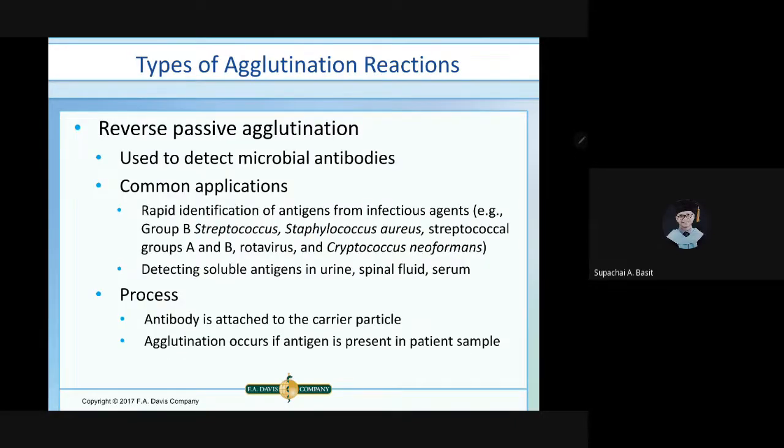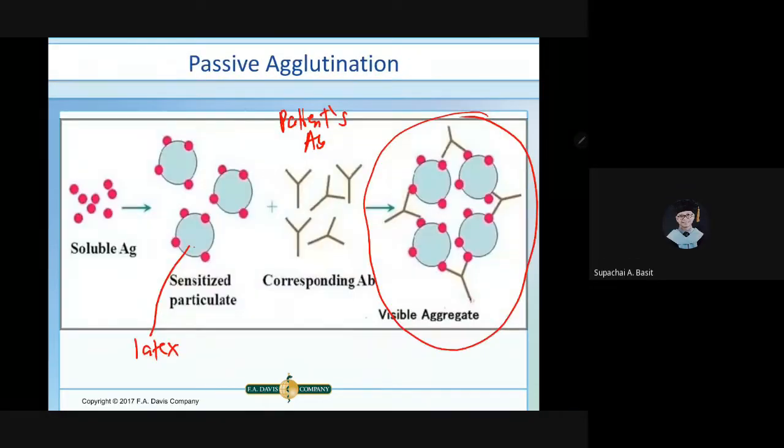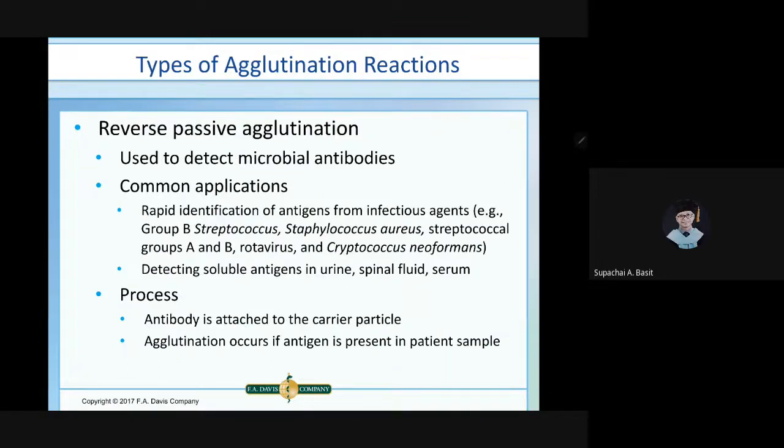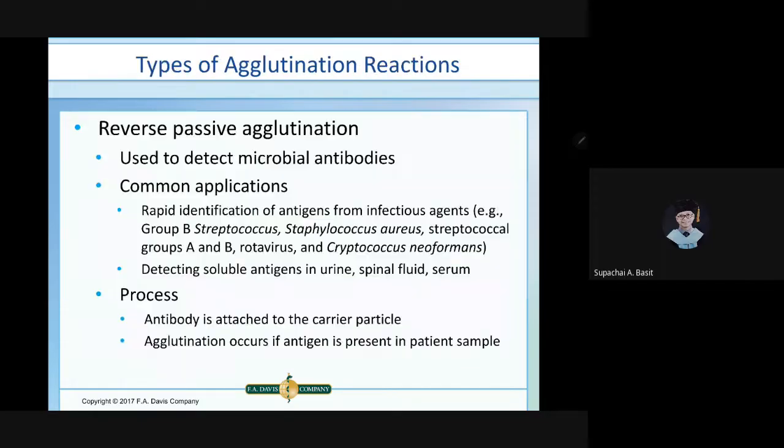Okay. So there is actually another variation of passive agglutination. This time, it is now called reverse passive agglutination. So do not get confused. Let me go back to the passive first. In passive, antigen is attached to the carrier particle. That is for the passive agglutination. For the reverse passive agglutination, antibody is attached to the carrier particle.